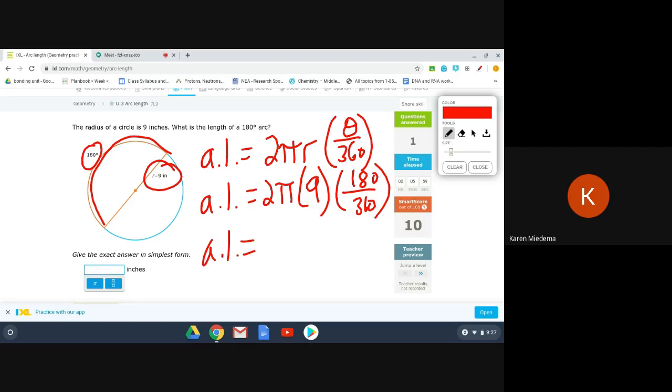Again, when I multiply this in my calculator, 2 times 9 times 180 over 360, which gives me 9. And then I carry down my pi. So 9 pi.